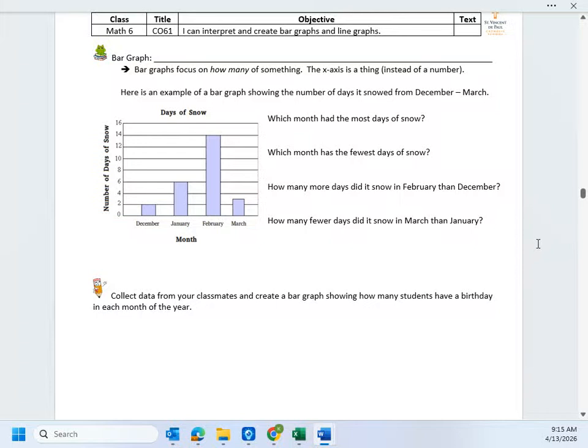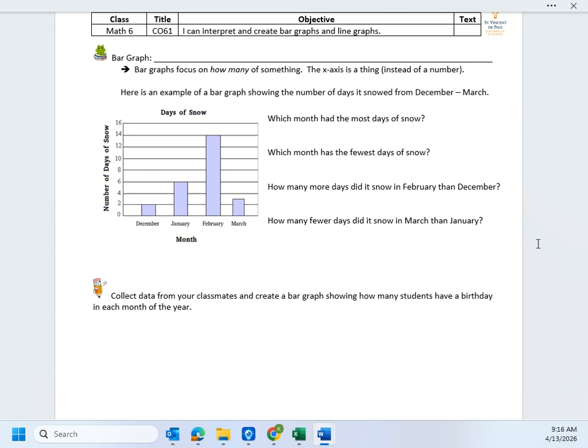Good morning. We are continuing on with our data analysis unit. Last objective, we did mean, median, and mode, which was more of a review for us. We've done mean, median, and mode before. This objective, we're doing CO61. We are going to interpret and create bar graphs and line graphs.